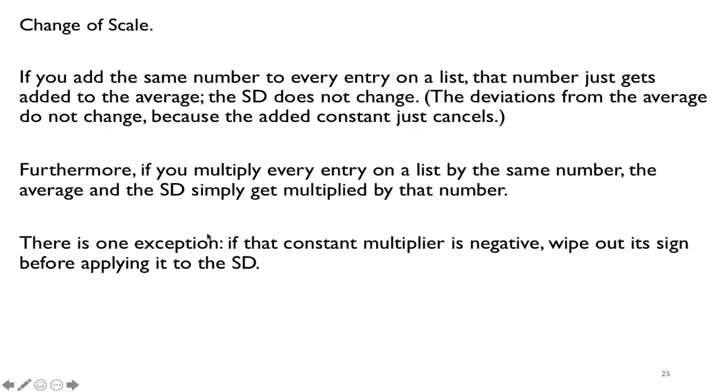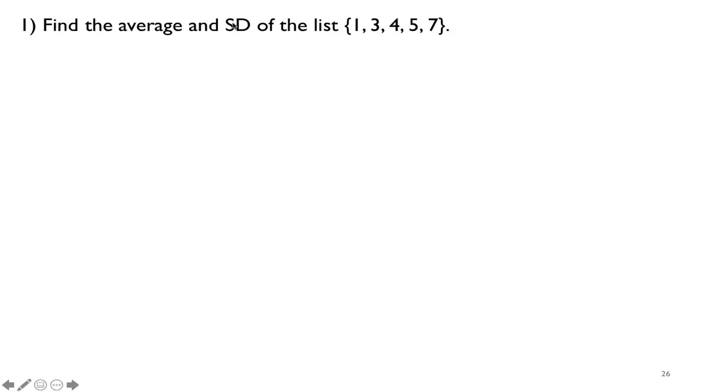There's only one exception: if you multiply by a negative number, that wipes out the sign. You have to wipe out the sign before applying the SD. But that case is a special case. We don't have to worry about that case. So that's an example of this.